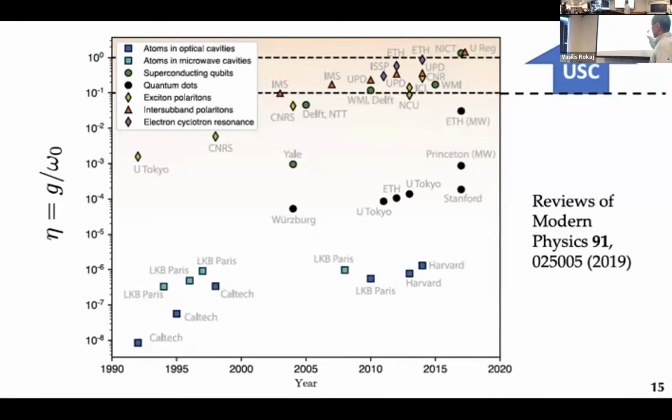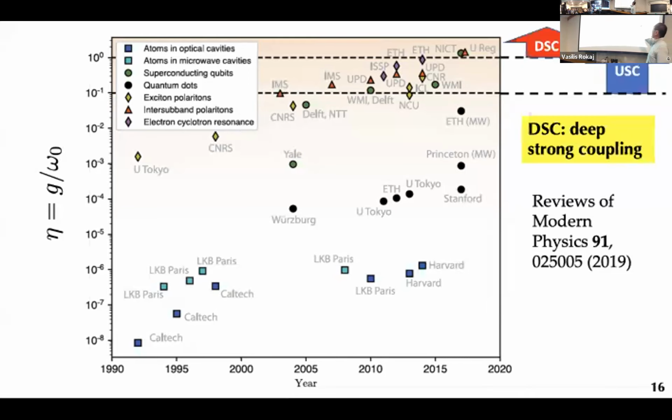Traditionally, when this number becomes larger than 0.1, we say it's ultra strong coupling. And when this becomes larger than 1, we say deep strong coupling. But the difference is not very important. For me, they're the same thing. But the important thing is the various approximations break down, especially the rotating wave approximation.